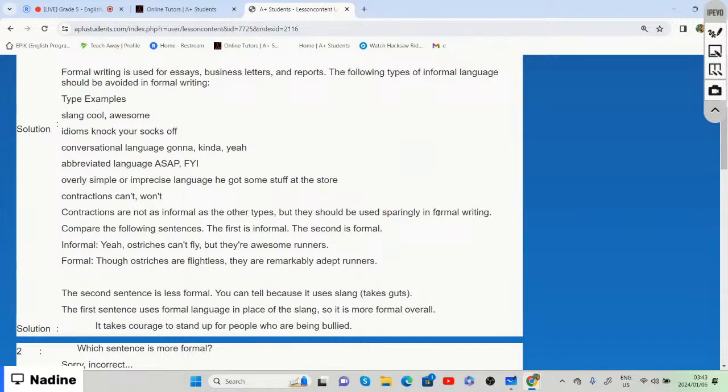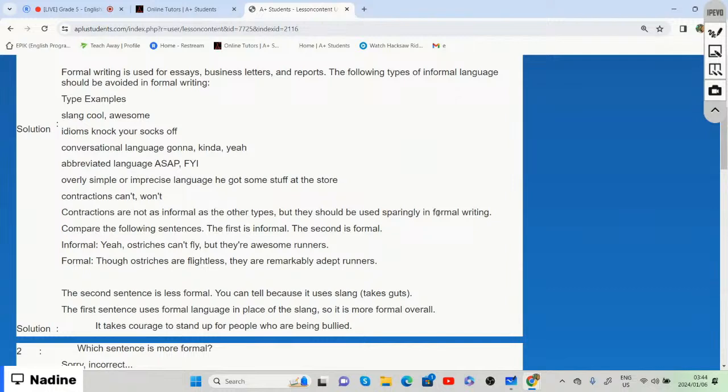All right, so other simple or imprecise languages, right? He got some stuff at the store, contractions. So, for example, contractions like can't, won't, don't, right? Those are words that you should not use. You need to write out the word can't in full, like cannot. You need to write out the word won't in full, like will not. Don't, you need to write that in full, like do not, right? So those are words where you need to try and avoid contractions.